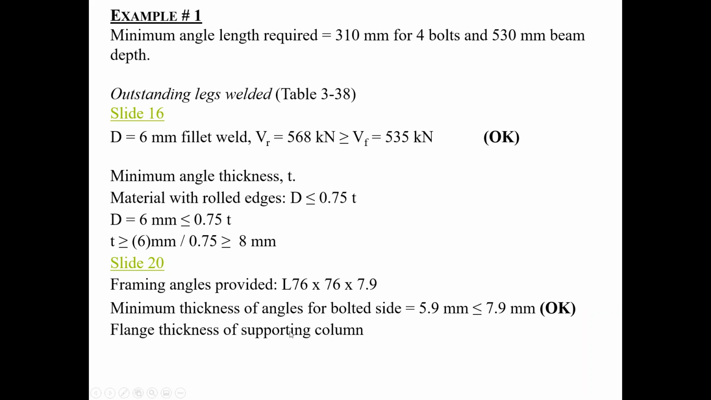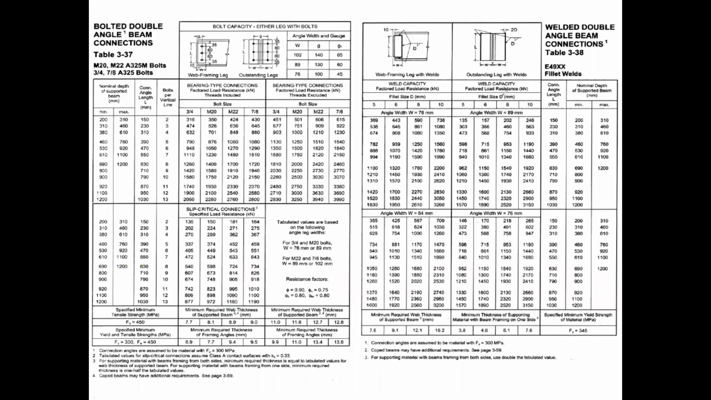Now, flange thickness of supporting columns. We come here and look at what they want. This is the size of weld we have here, and it says minimum thickness of supporting material with beam framed on one side. That's exactly what we have. Here's our column, here's our angles like this, and we're only framing on one side, so they want to make sure you have enough material here for that weld. Of course your beam is going to be in here somewhere with those 3 bolts, and therefore the minimum thickness of supporting material right here is 4.6 millimeters.